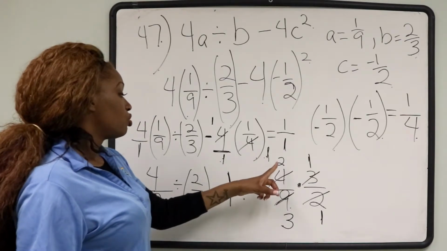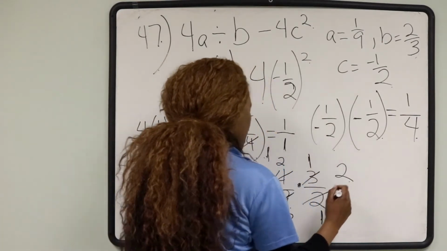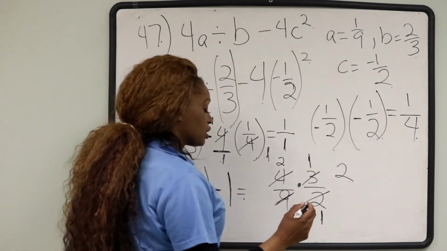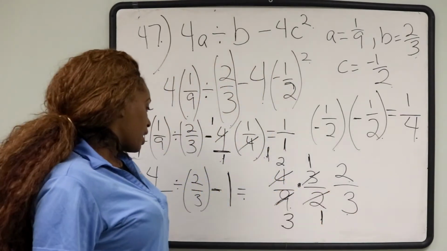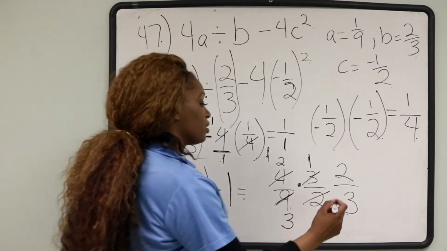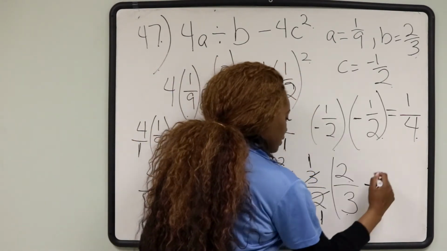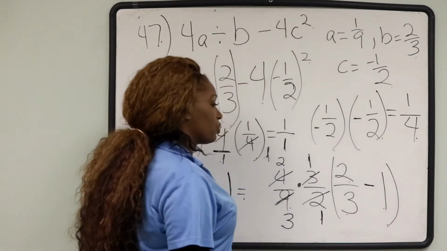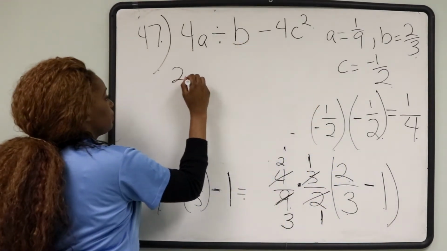We're going to multiply 2 times 1, which gives us 2. And then 3 times 1, which will give us 3. So now we have 2/3, and we still need to subtract 1 from it. So 2/3 minus 1, okay? That's the final part of the equation we need to solve. So I'm just going to rewrite this. 2/3 minus 1.